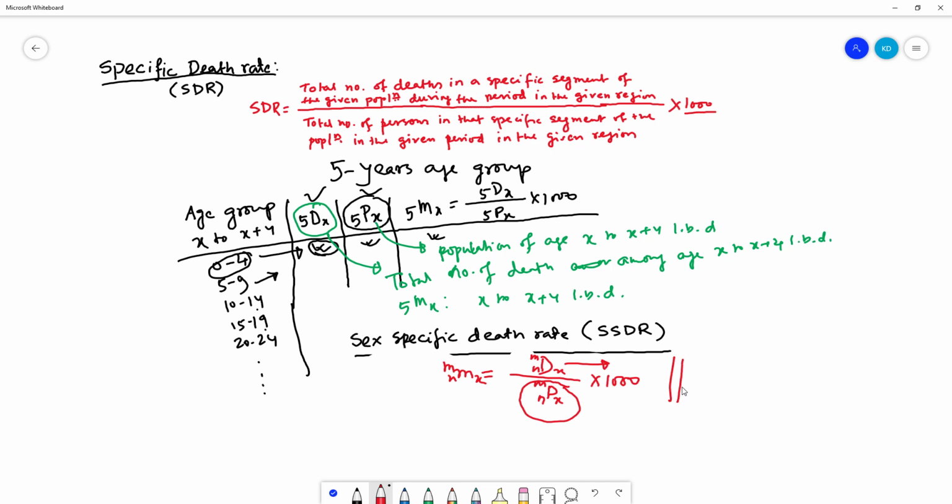Similarly, we define the age specific death rate for females, and we denote it as follows. This is the ratio between F NX, which stands for the total number of female deaths between age group X to X plus N, and the total female population between age group X to X plus N, into 1000. This is the specific death rate for females.